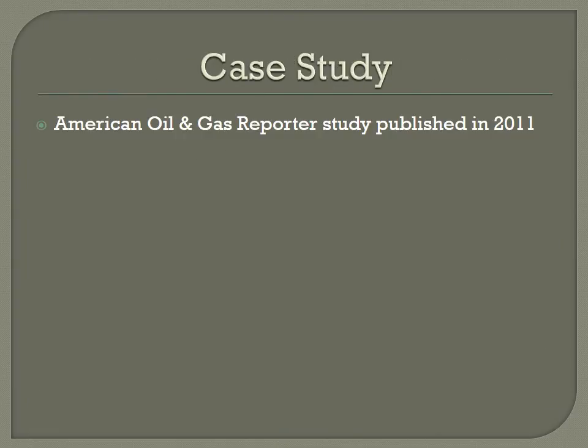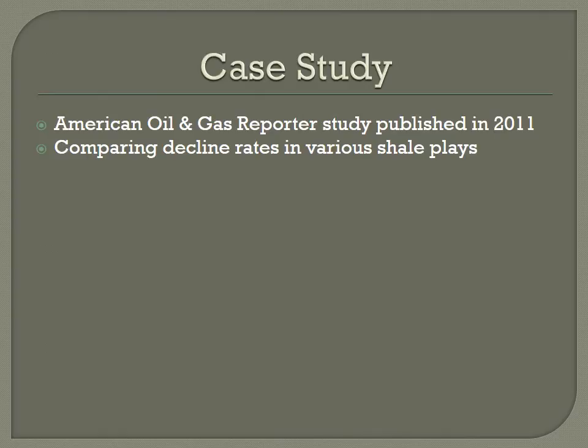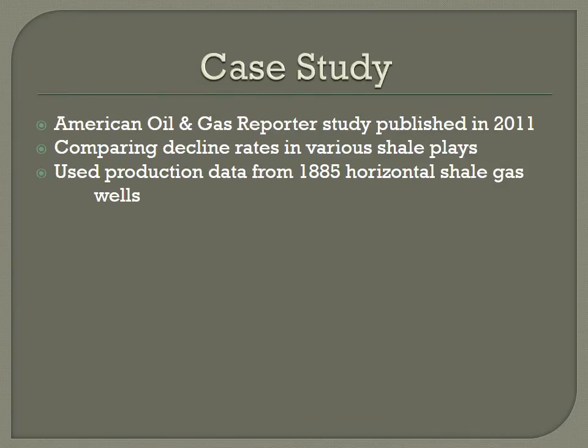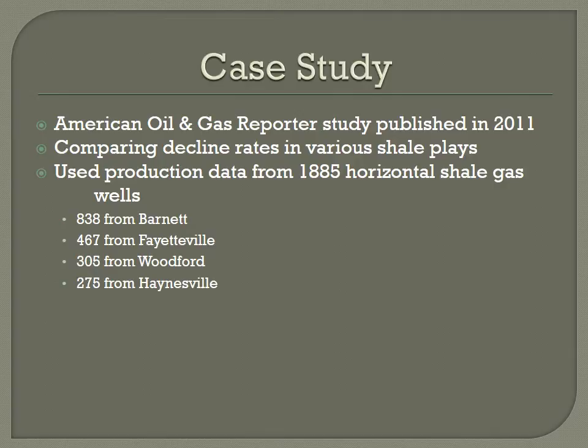Now we'll look at a brief study that was published in the American Oil and Gas Reporter in 2011 that compared decline rates in various shale plays throughout the United States. In the study, production data was obtained from 1,885 horizontal shale gas wells, of which there were 838 wells from the Barnett Shale play, 467 wells from the Fayetteville Shale play, 305 wells from the Woodford Shale play, and 275 wells from the Haynesville Shale play.